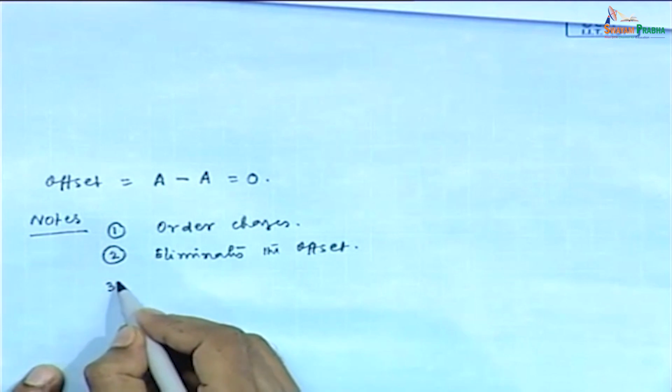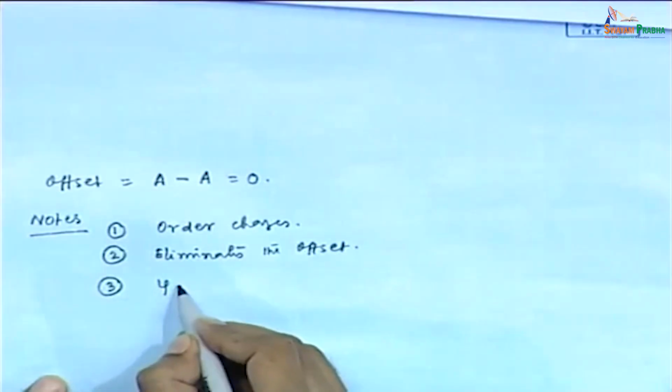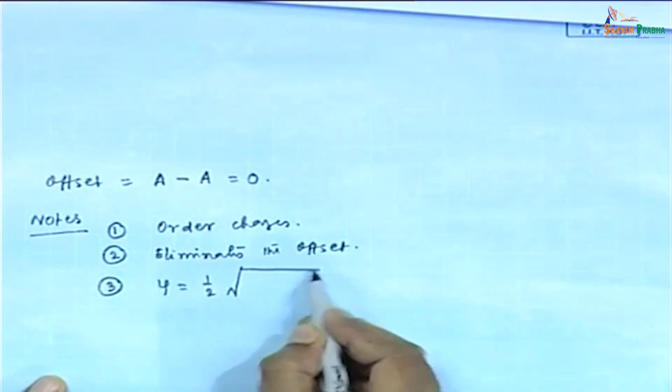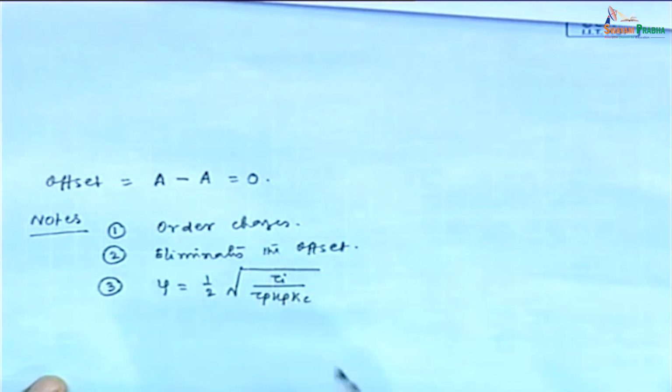Third important point is, as I mentioned, zeta depends on the value of Kc and tau I. If we see the expression of zeta, we can say that zeta depends on the value of Kc and tau I. So, closed loop system provides overdamped or underdamped or critically damped response depending on the value of Kc and tau I.